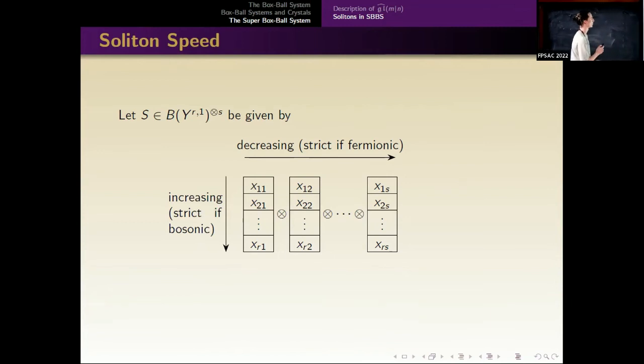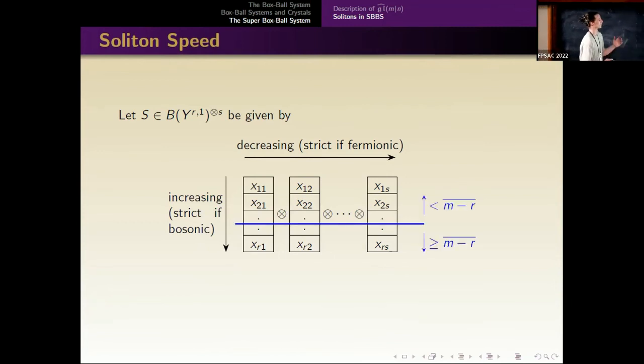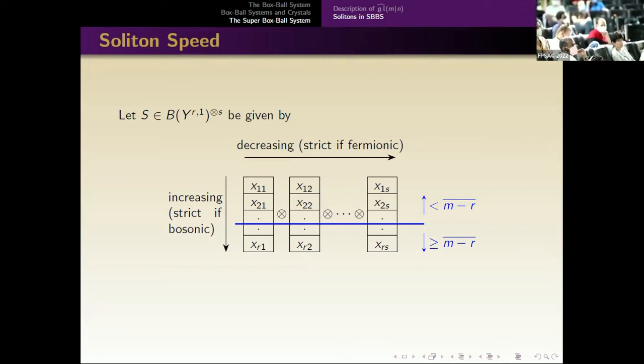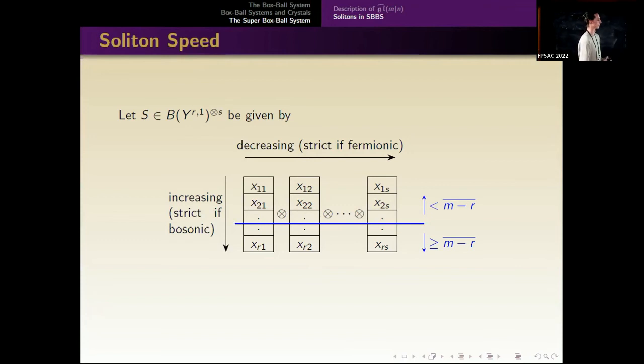The important restriction now is that we're able to draw a line through a column and partition the object such that entries above this partition are less than m minus r bar, and entries below this partition are greater than or equal to m minus r bar. So if the object satisfies these properties, then it will move with correct speed.